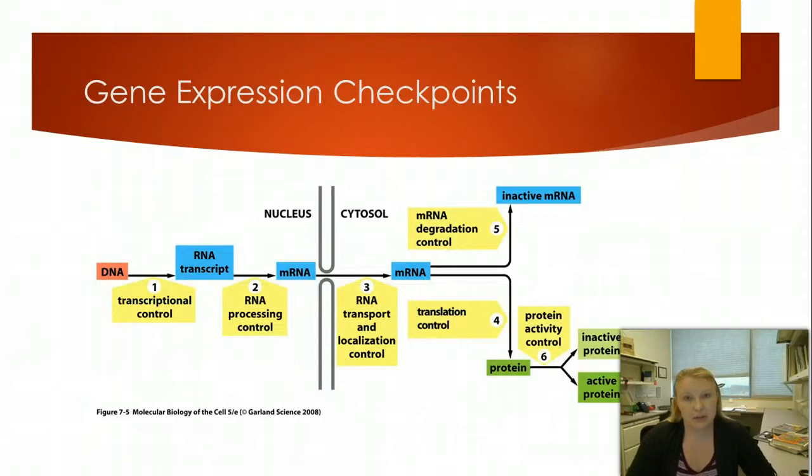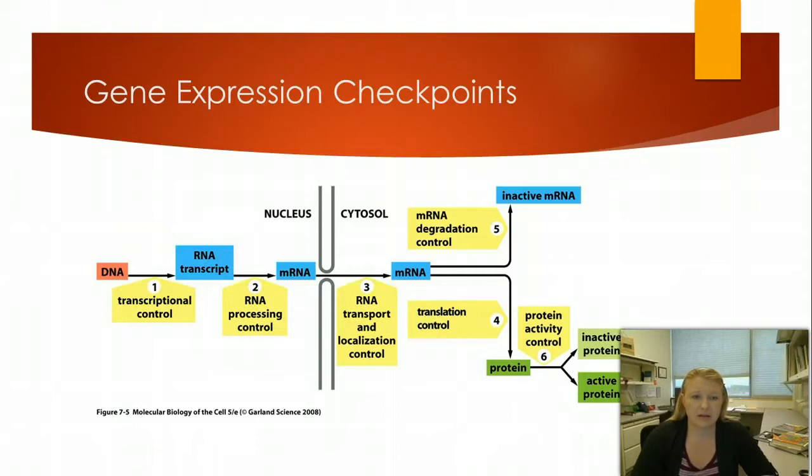So gene expression checkpoints, as we talked about in the last topic, there are numerous expression checkpoints to help ensure that the genes are being processed properly and that the cell hasn't gotten out of control. And you can see all 6 of them here, and I expect you to understand and be able to discuss this graphic. This is a key graphic in this unit, so make sure you understand that.